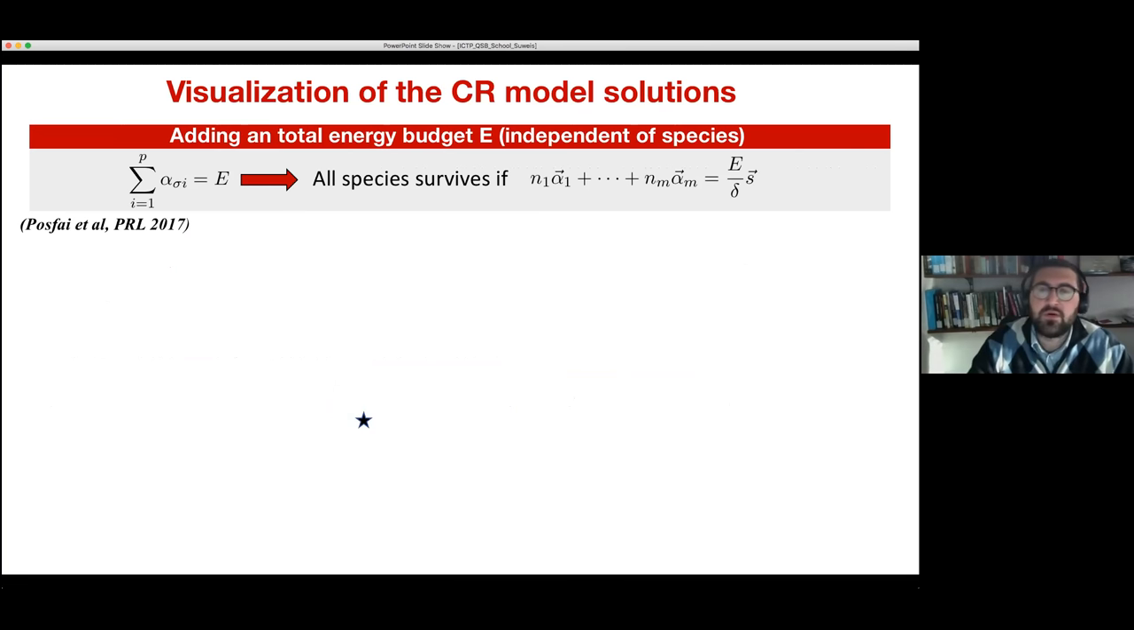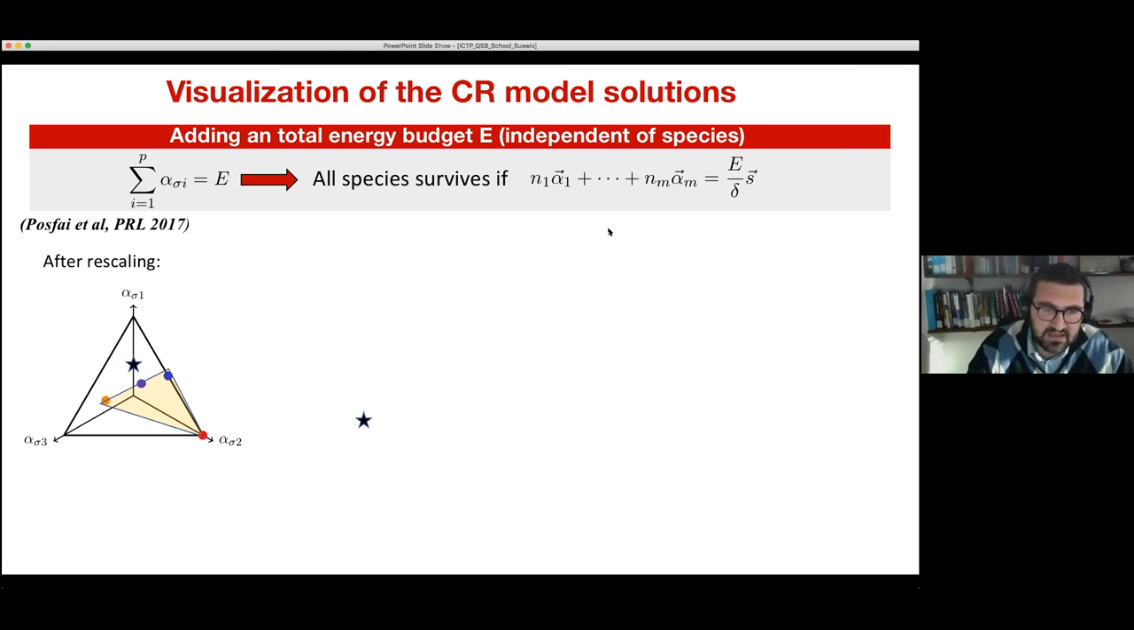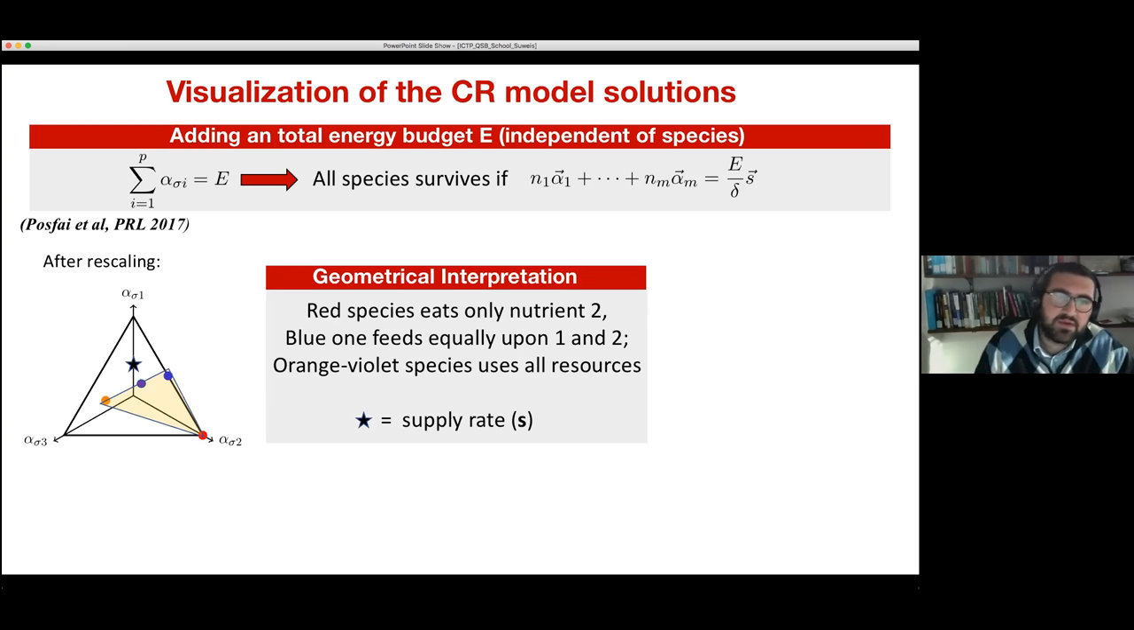So let's now see what it means that this condition for coexistence is satisfied. We can have a geometrical interpretation that allows us to understand when the sum here is actually satisfied. After the scaling, this can be represented in this simplex. Consider the colored points, which represent the strategies. The red species feeds only on nutrient two, because it sits at the vertex of resource number two. The blue species feeds equally upon resource one and resource two, while the violet and the orange species can feed on all resources. The star is the supply rate, which has a component different from zero in all the three resources.